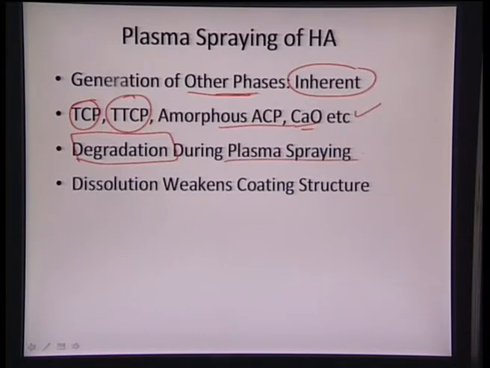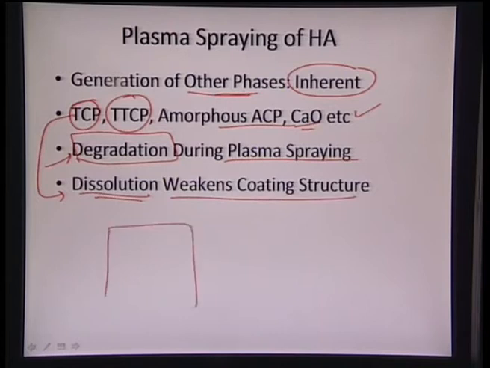Once we have this degradation, it will deteriorate the mechanical properties of the coating. And if we start having certain bioabsorbable or amorphous phases, they will dissolve with time, and that will weaken the coating structure. So we can see that a platelet-like structure can form within the matrix. If we have a hydroxyapatite matrix, we can see formation of tricalcium phosphate as platelets.